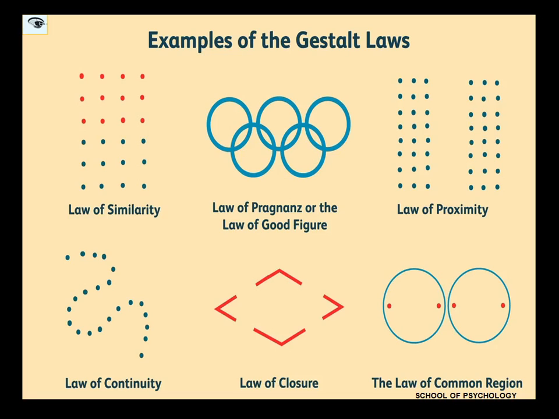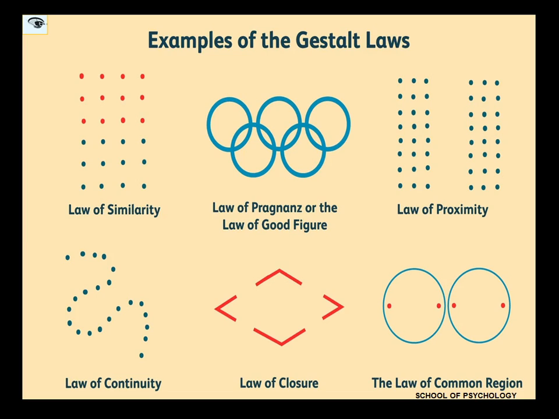Hello, everyone. So, today we're going to talk about some of the examples of principles of perceptual organization. To begin with, we have the principle of proximity. The term proximity means closeness. How close are the objects placed together?